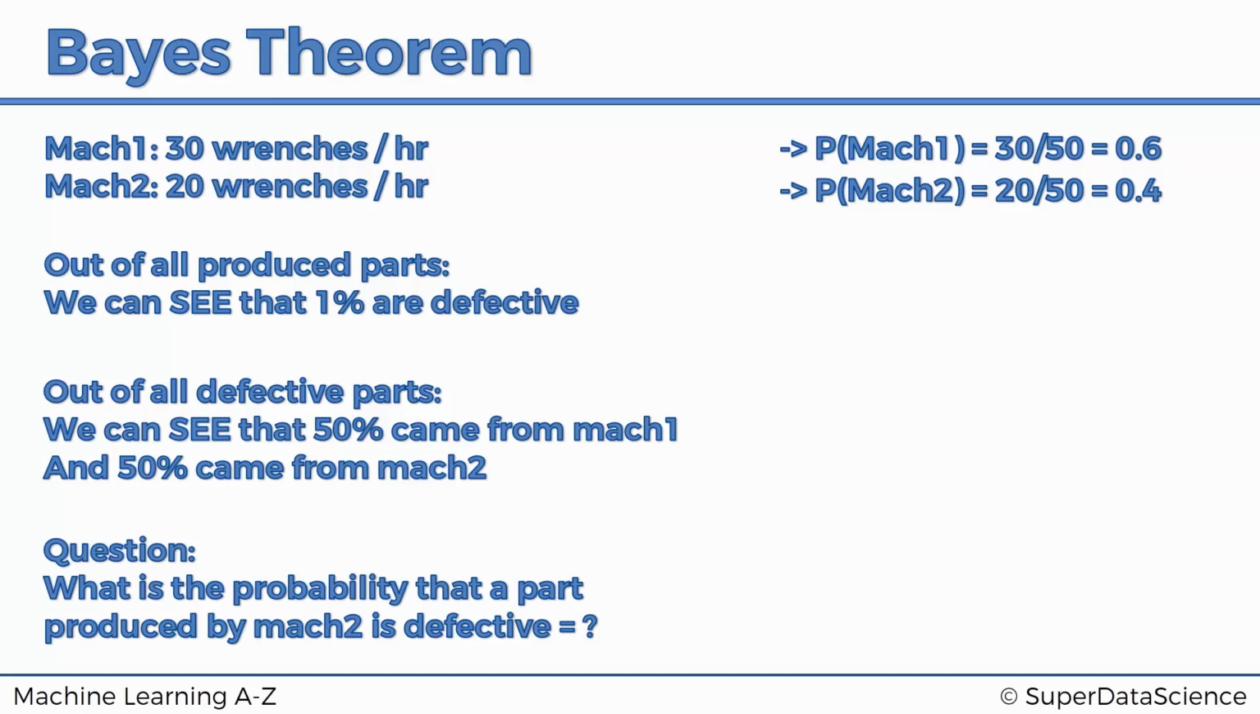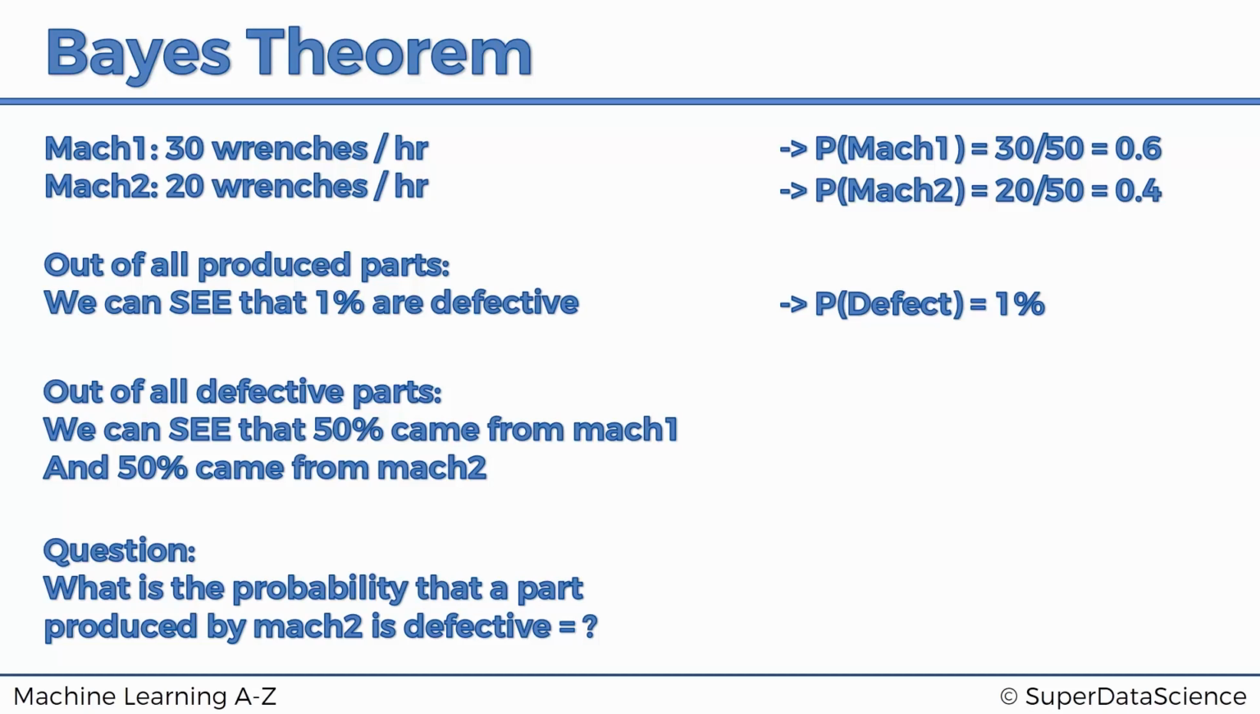Now let's see what we can get out of the second line. So we can see that out of all the produced parts, 1% are defective. Well, it's very simple to rewrite this in mathematical terms. We can just say probability of a part being defective equals 1%. So even though that was a simple transition, actually these sentences are saying a bit different things.